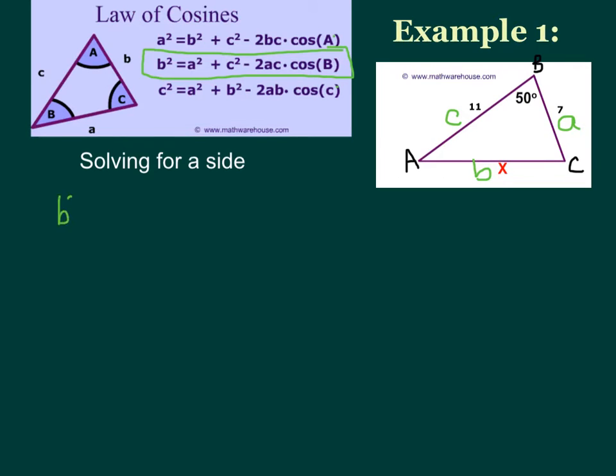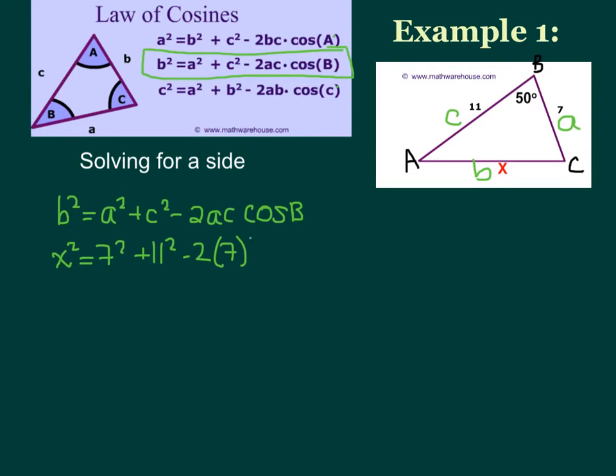So I'm just going to recopy my equation, b squared equals a squared plus c squared minus 2ac cosine of B. And now I'm just going to plug everything in. So b squared, well, that's the one I don't know, so that's x squared equals 7 squared plus 11 squared minus 2 times 7 times 11 cosine of 50. Now, really all I did was plug in. So a I replaced with 7 since I had labeled that as little a. Little c I replaced with 11.